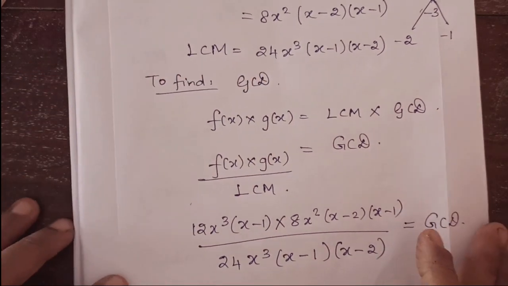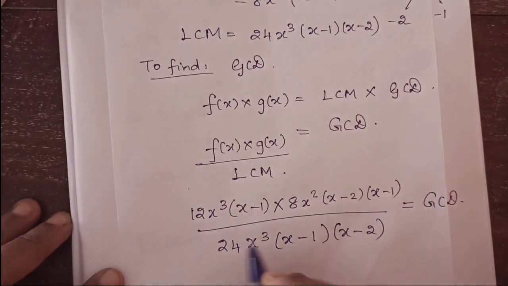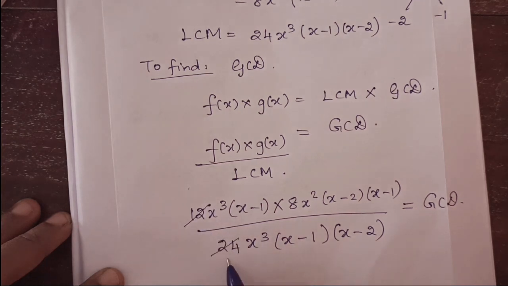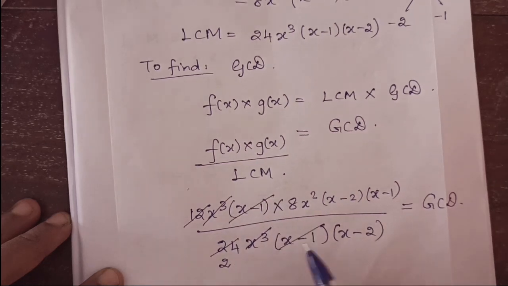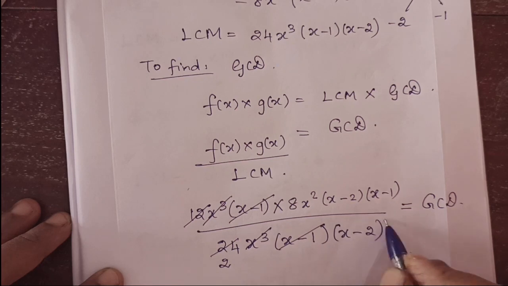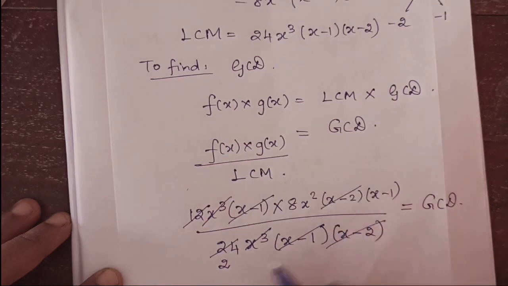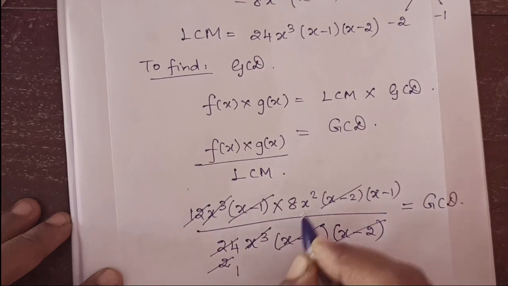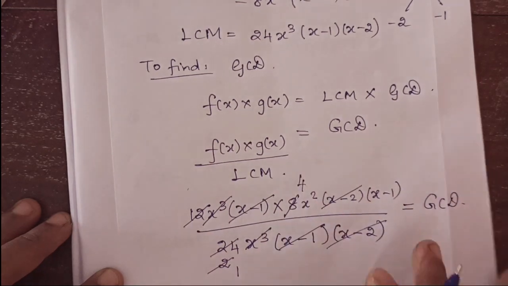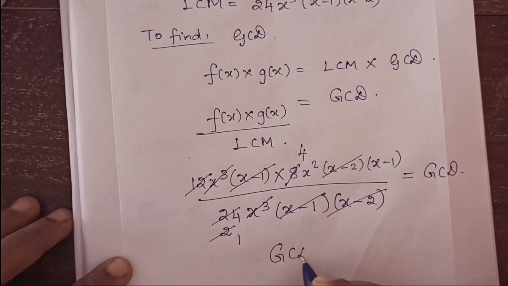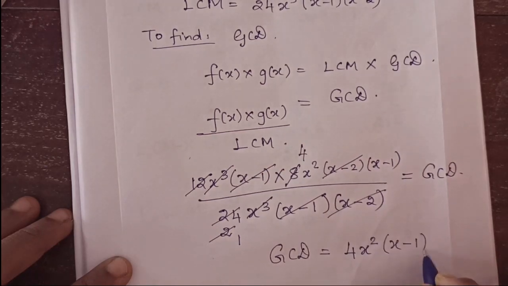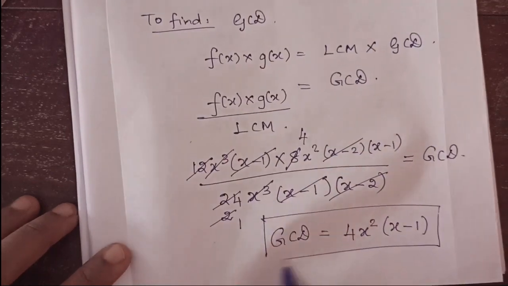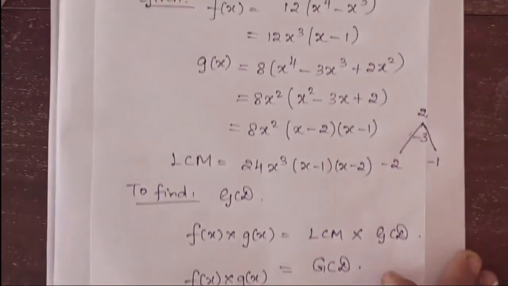Is there any possible cancellation? First the numbers. 12 2 times, right? x cube and x cube. x minus 1 and x minus 1. Any other way? Yes. x minus 2, x minus 2. Then the number is also there, no? 1, 4 times. So what is the required GCD? GCD is equal to 4x squared into x minus 1. This is the required GCD of the given two polynomials.